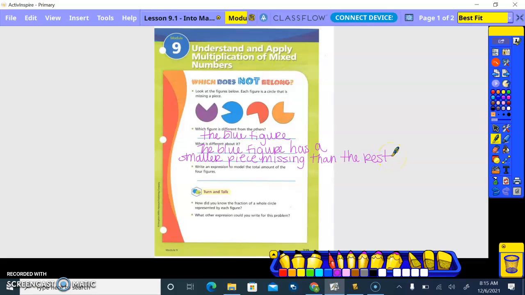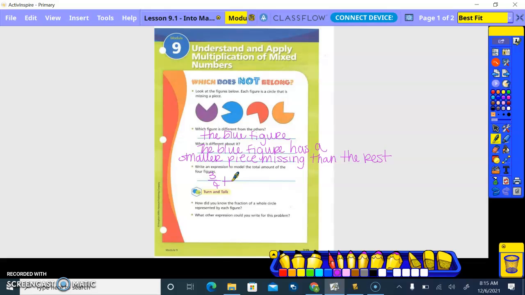Okay, write an expression to model the total amount of the four figures. So Clinton said that this was missing an 8. These are all missing a what? 4. So it would be 3/4, right? That's colored in. So 3/4 plus what would this one be if it's missing an 8?